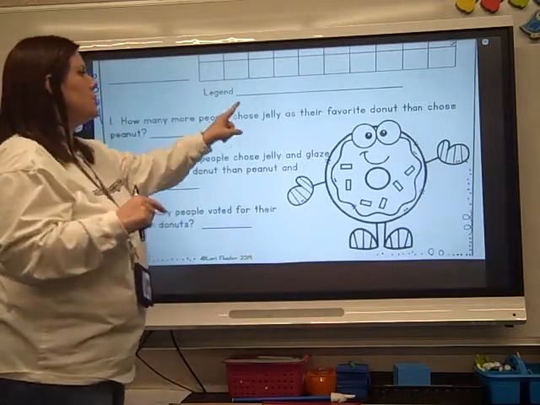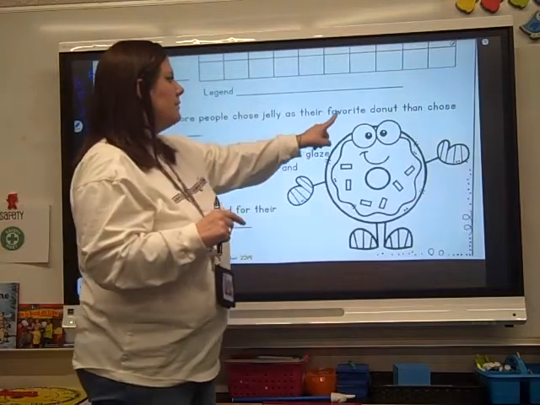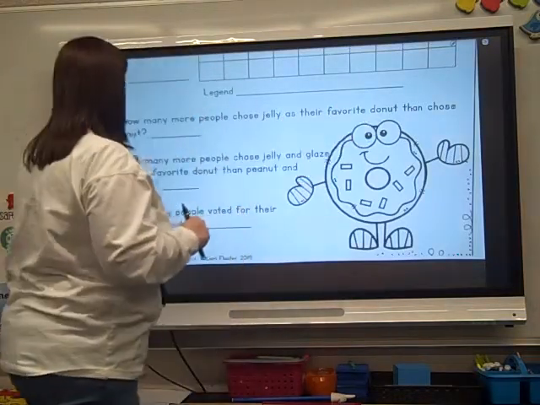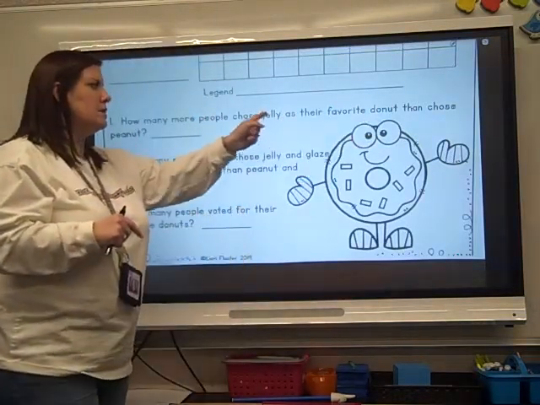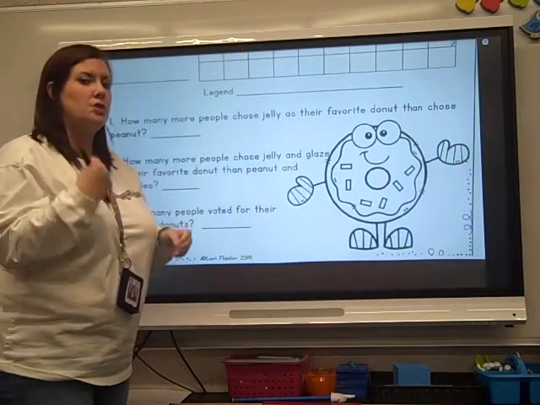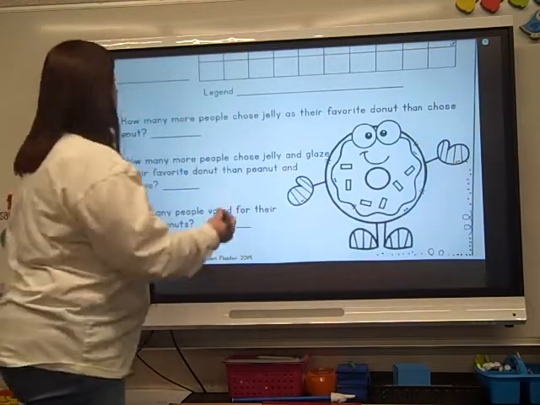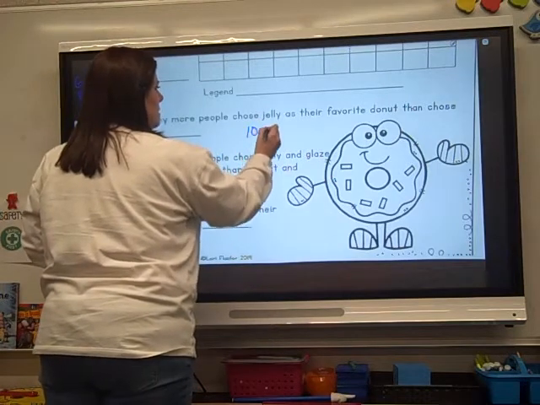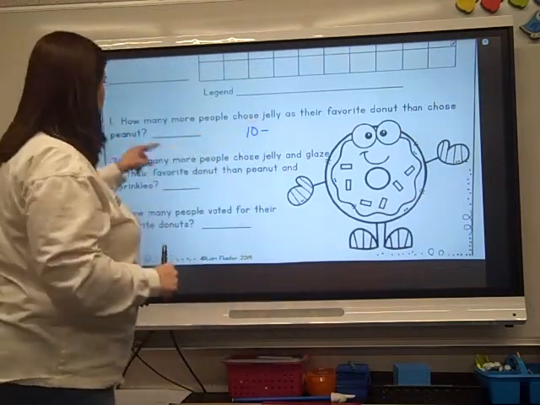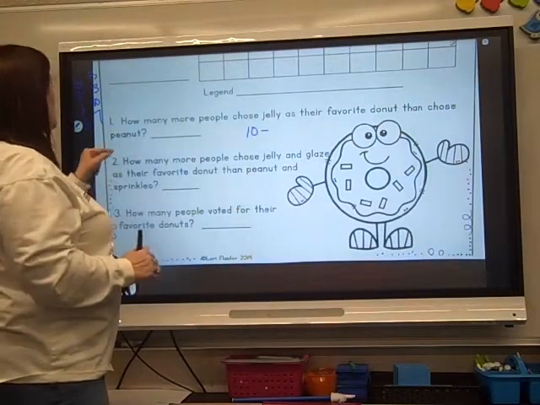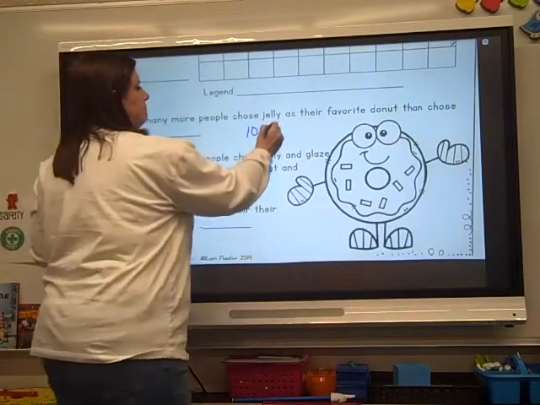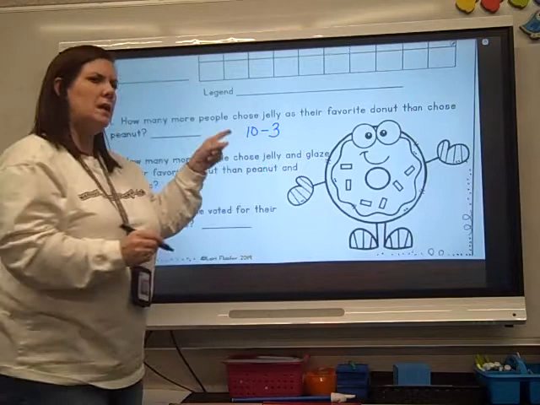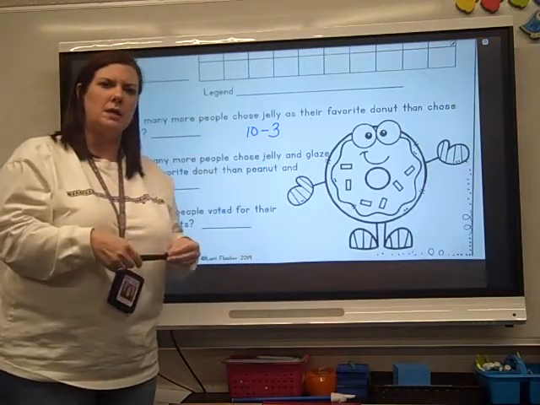How many more people chose jelly as their favorite donut than chose peanut? Well, let's look at the top. How many people chose jelly? Wasn't that 10? So over here, let's put a little math problem. 10 subtract, how many people chose peanut? Peanut was what, 3? Alright, so 10 subtract 3. Do that on your number line if you need to.